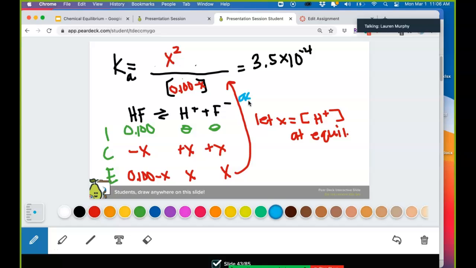You're going to assume that X is much smaller than the number you're subtracting it from. And in this case, we're subtracting X from the 0.1. Here's what I mean by that.